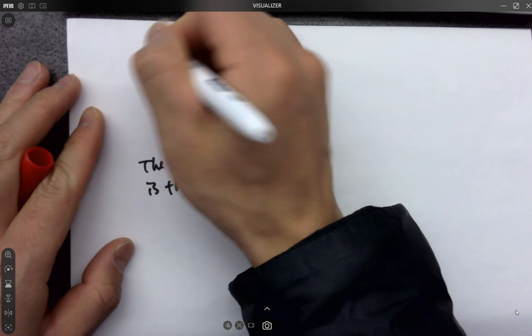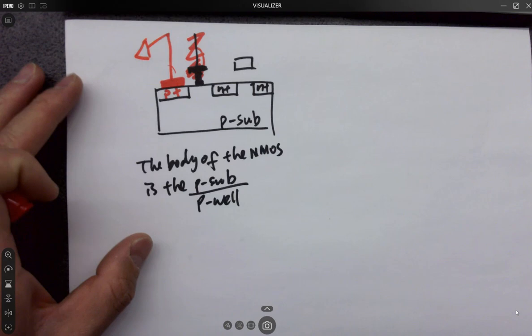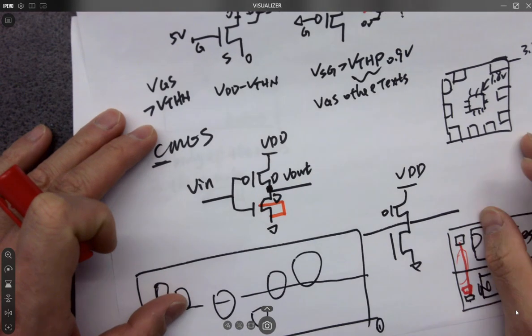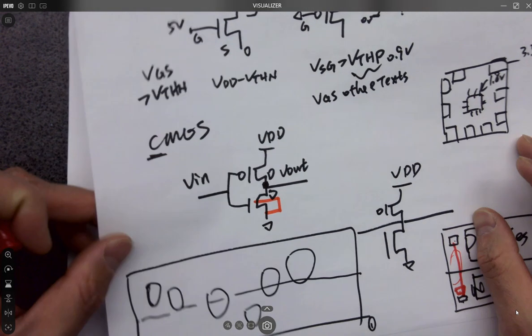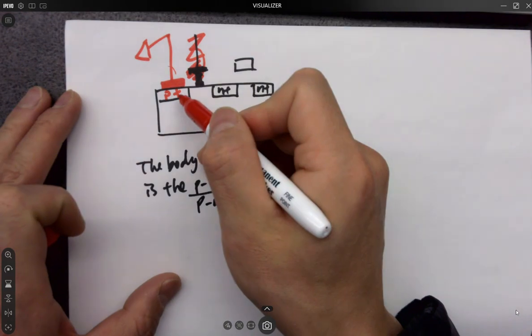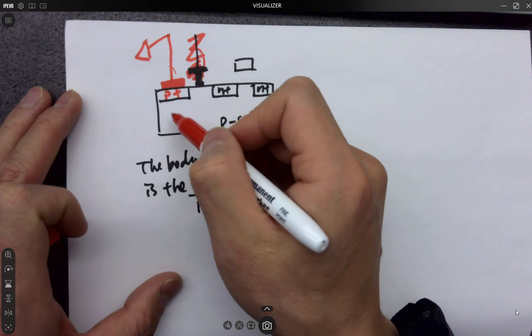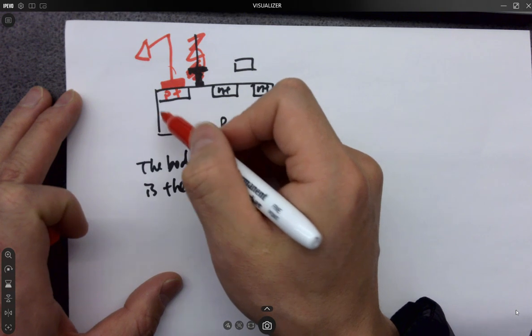Yes, that's right. This is the NMOS, and the NMOS is at the bottom, so that's why your body is shorted to ground. Because you don't want to forward bias the diode here, right? To avoid what? Body effect. Okay. That's the whole story.